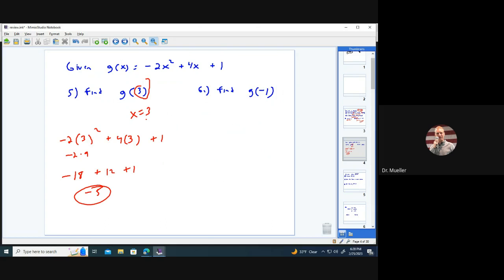Second one, finding g of negative 1. So x is negative 1. So we're going to put negative 1 in for x. So we have negative 1 squared. That's negative 1 times negative 1, which is positive 1. So it's negative 2 times positive 1, which is negative 2. That becomes negative 4 plus 1. So negative 2 minus 4 is negative 6. Plus 1 is negative 5.